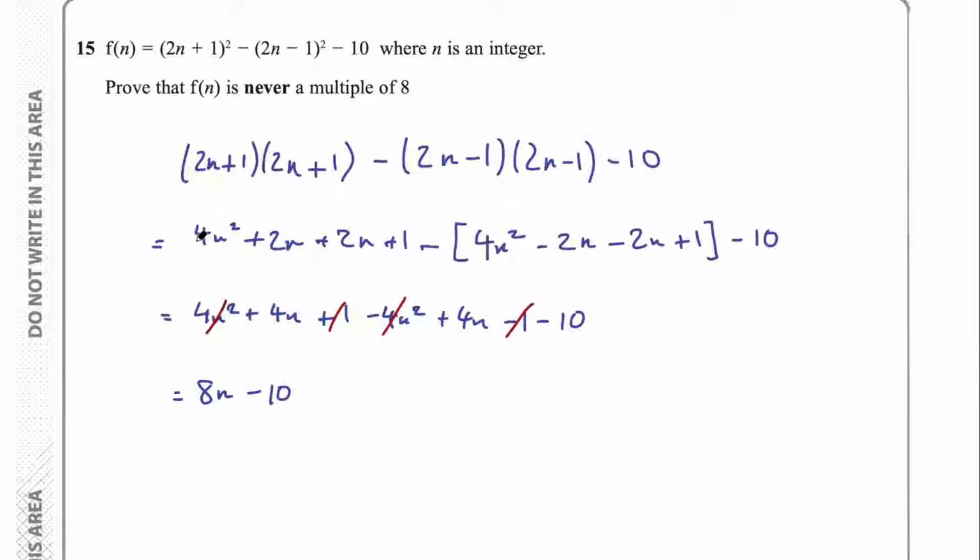Okay, so multiples of 8. They could be written as 8 times k, or 8 times any integer, and we're told n is an integer. So a multiple of 8 would have to be 8n. That would be a multiple of 8. So what we've ended up with is 8n minus 10.